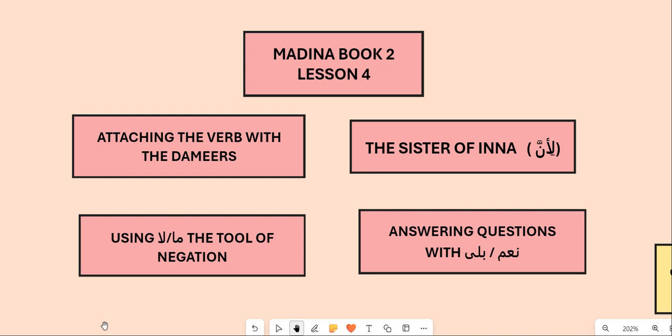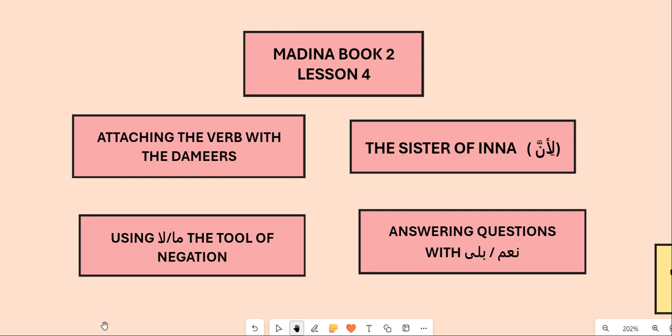This lesson is very small and there is nothing much to learn in this lesson, but still there are 4 main topics as you can see on the screen. So the first topic in this lesson is attaching the verb with the damirs, and the damirs are of two kinds: the first category damir and the second category damir. So the first category damir is attached with the nouns, with the particles and with verbs, and the second category damir attaches only and only with the verbs. So I will discuss both of them.